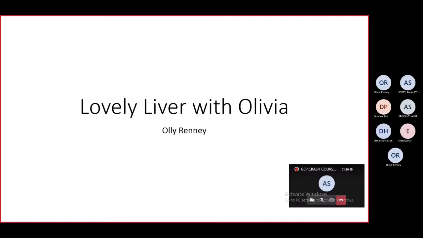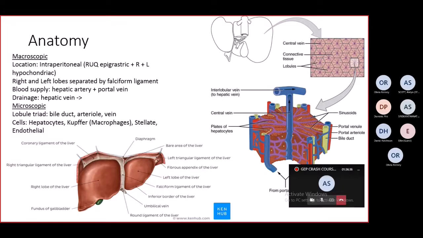So what we're going to do today is touch on the anatomy and the physiology and the multiple functions of the liver, and then look at things like LFTs, jaundice, and some poisoning with common things such as paracetamol and alcohol. So just starting off with some anatomy.